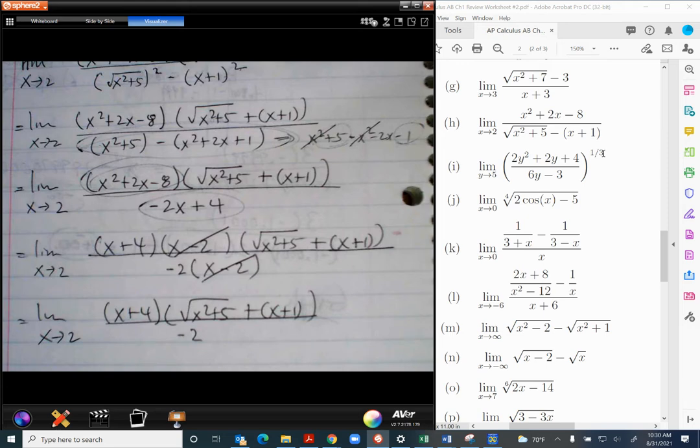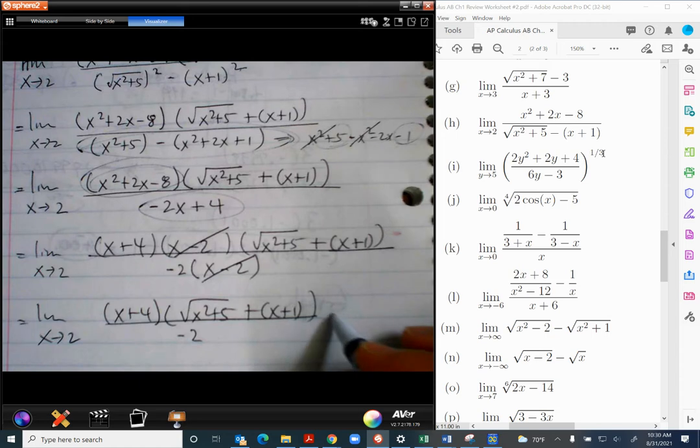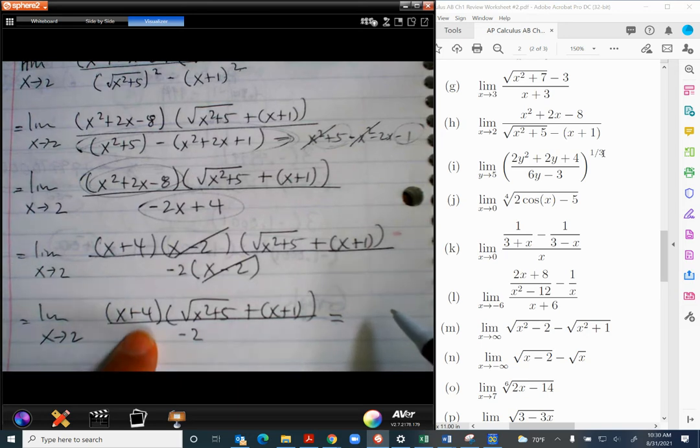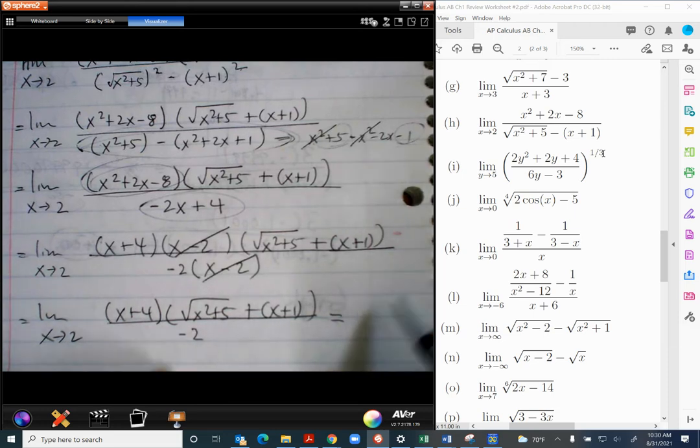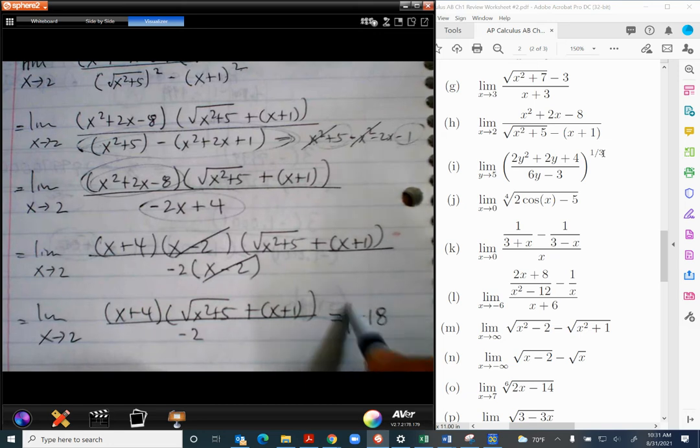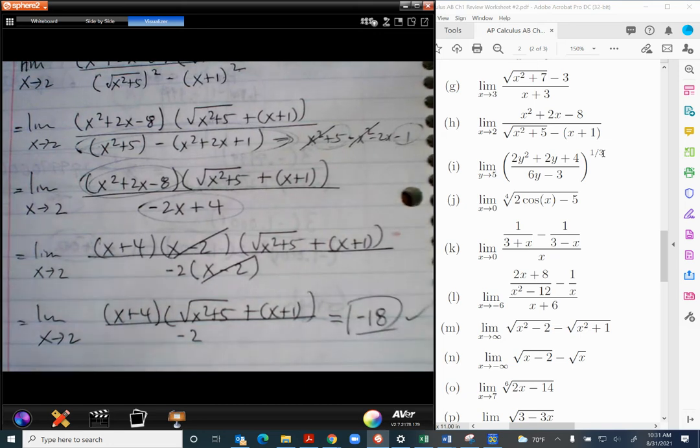Okay, so what do you think? What's the answer to this? Anybody have the answer? We should have the answer because it's in the answer sheet. That's 6. That's 3. Negative 18. What is it? Negative 18. Is negative 18 your final answer? Yeah. Okay. And that's correct, right?